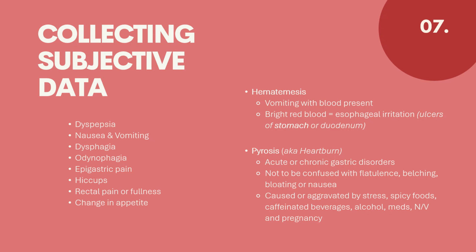Another concerning subjective finding is that they're vomiting up blood, or bright red blood, which could indicate an esophageal irritation, so an ulcer of the stomach or duodenum potentially, and that technical term is hematemesis. And then you have pyrosis, which is heartburn, and that can be an acute or chronic gastric disorder or concern that could be causing this.